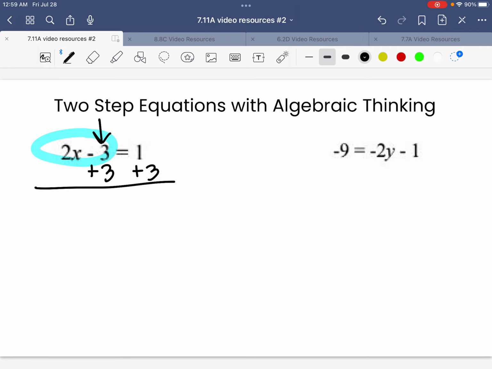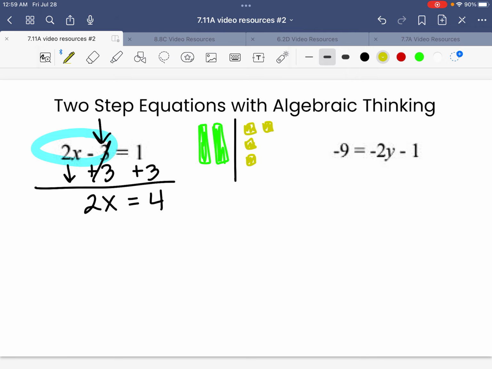That -3 and +3 makes that zero pair. So I'm only left with the 2 x's on the left-hand side. And my +1 combined with my +3 is a +4. So now I have 2x is equal to 4. And if you think of how we were solving it with our algebra tiles, it would look like this. We would have 2 x's equal to 4 positives. And that would be the time that we would then go and share all these units equally with the x's.